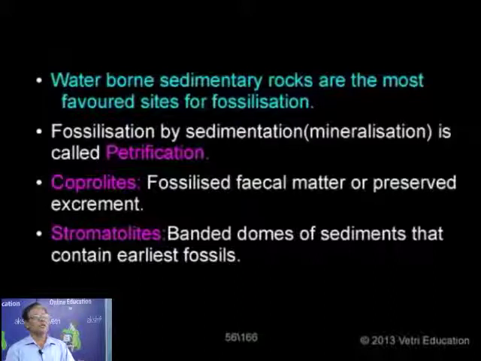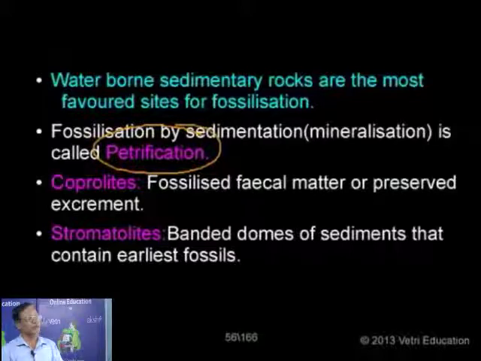If it is by means of calcium carbonate, then it is called carbonization. If it is by means of silica, it is called silicification. If it is by means of iron pyrite, it is called pyritization. In some cases, double carbonates of calcium and magnesium take part in replacing the original body parts. Then it is called dolomitization, where two different minerals replace the organic contents of the living organisms. So fossilization by sedimentation is called petrification, and the fossils formed by this process of mineralization are called petrified fossils.